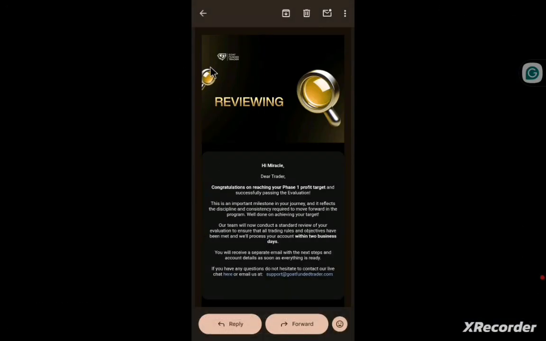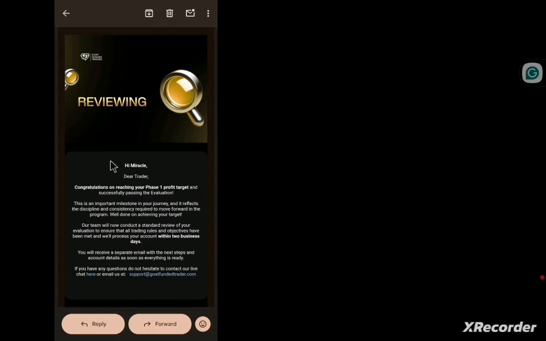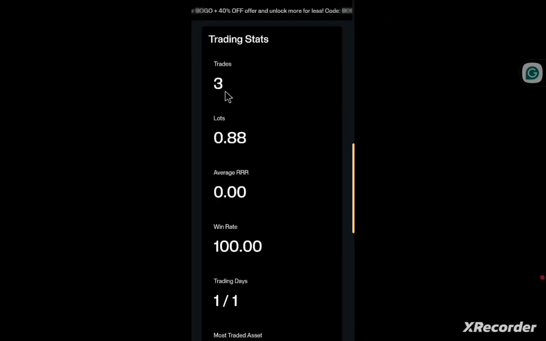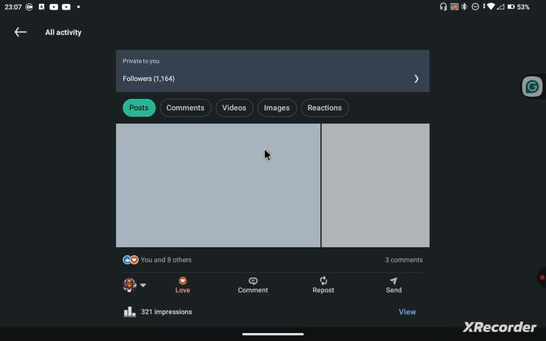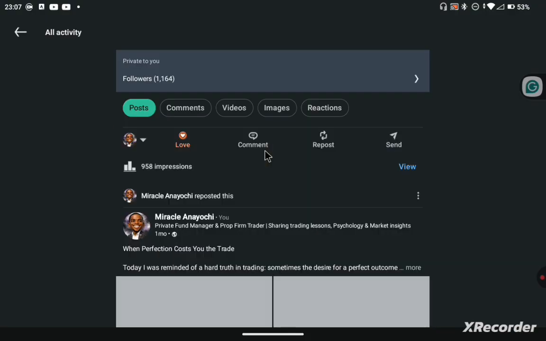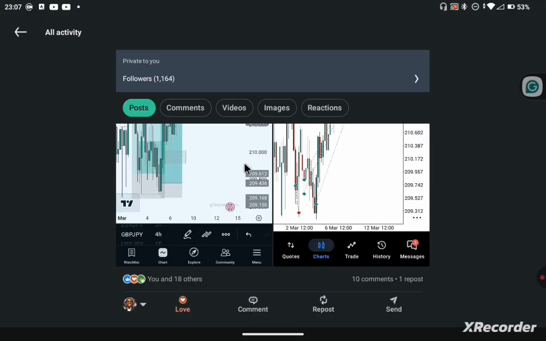This was a review from Goodfunded. Okay, you can see it. We took 3 trades, 0.88 lots, win rate was 100%. So the 3 trades, all of them hit TP, which eventually means we passed the challenge. So I think this is okay, that was another review because I reposted.